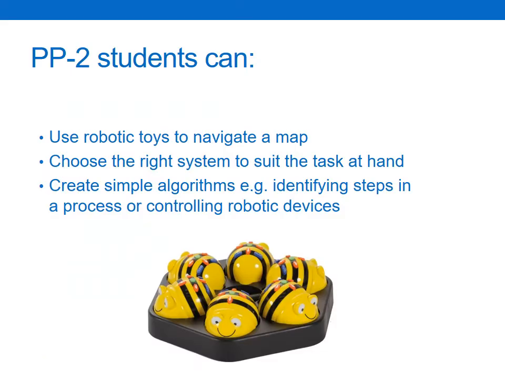So pre-primary to year 2 students should be able to use robotic toys to navigate a map, choose the right system to suit the task at hand, and create simple algorithms. They may be algorithms to control a robot, or they might be algorithms to give instructions to make a recipe or tell a story in a particular way. So lots of different ways that you can introduce computational thinking in pre-primary to year 2 classes.